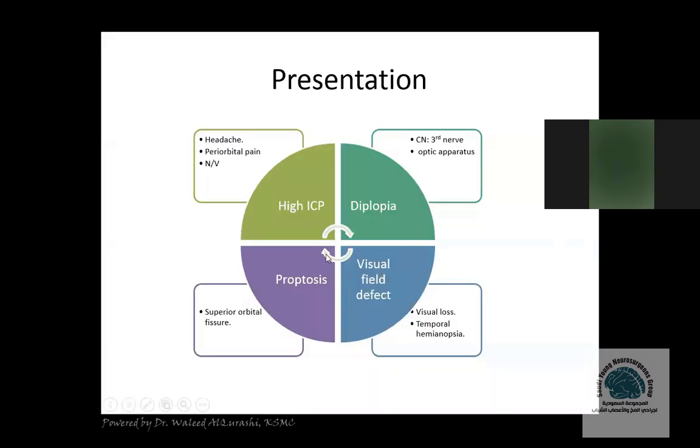And usually they present with high ICP, manifesting as headache with periorbital pain, nausea, and vomiting; with diplopia if it extends to the cavernous sinus or involves the third nerve; and with visual field defect, most likely temporal hemianopia, or visual loss if it's compressing the optic nerve; and proptosis secondary to extension to the superior orbital fissure, or sometimes from hyperostosis due to the tumor nature.